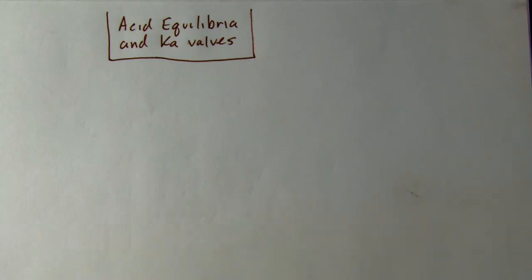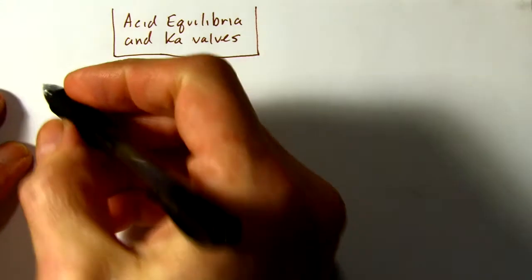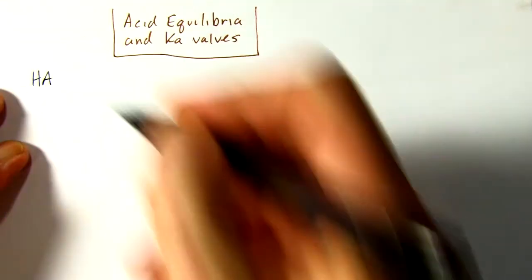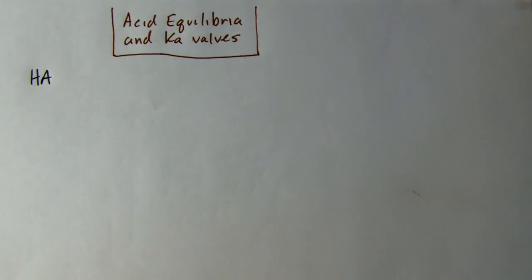One of the important topics that we need to cover in organic chemistry is the idea of acids and bases, and in this case we're going to talk about what is called acid-base equilibrium, or acid dissociation constants. And I want to show you the basic idea, or the simple idea of an acid.